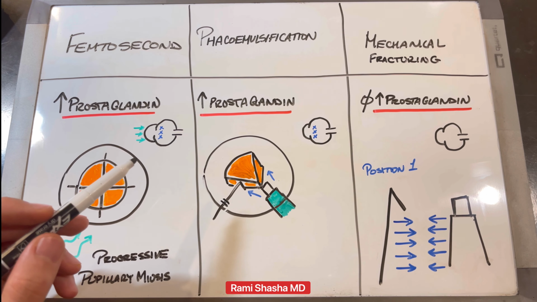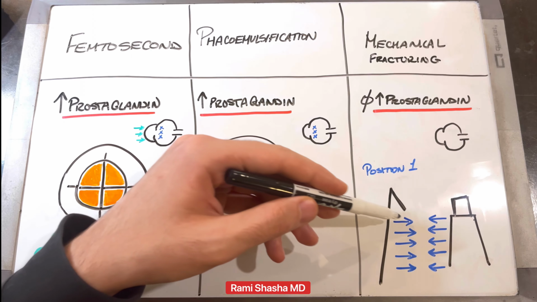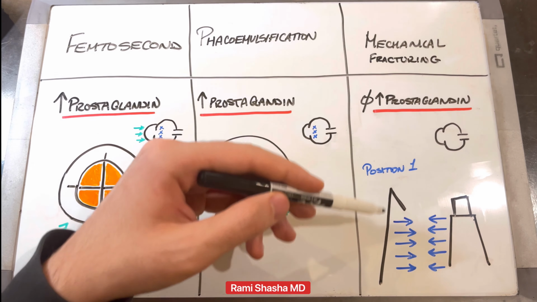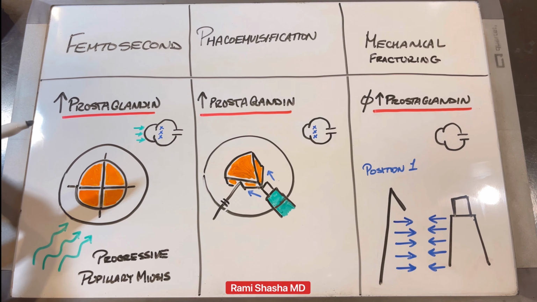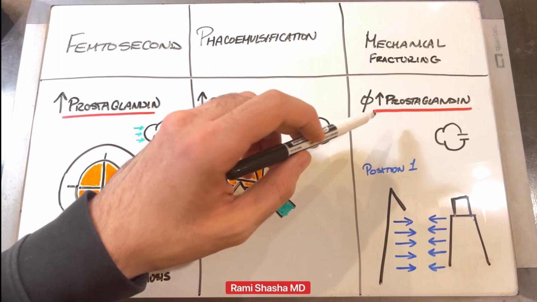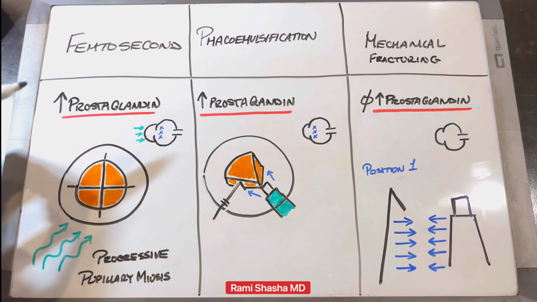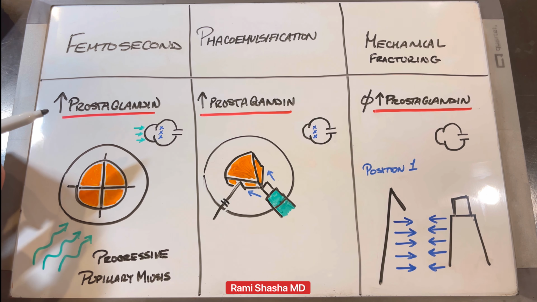But what I want to highlight to you in this video is that mechanical fracturing, which uses position one to bring two instruments, in this case the chopper and the phaco tip, towards each other to fracture either the heminucleus or a quadrant, or even on primary chop where you're not actually using any vacuum, you're not liberating any prostaglandins because mechanical energy is not pro-inflammatory. It's entirely mechanical, and it is very, very strong.